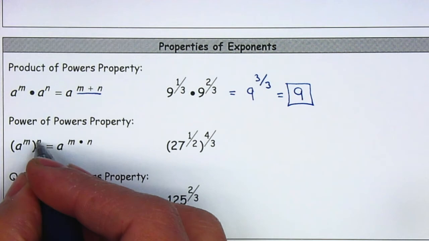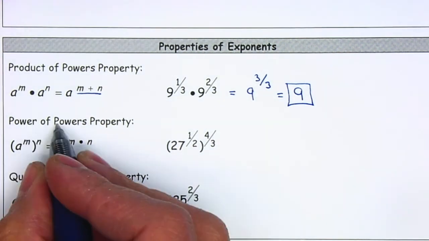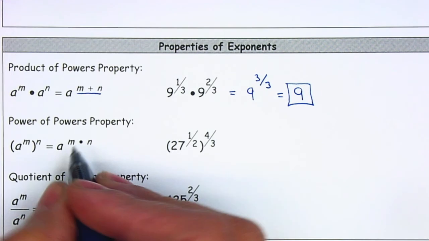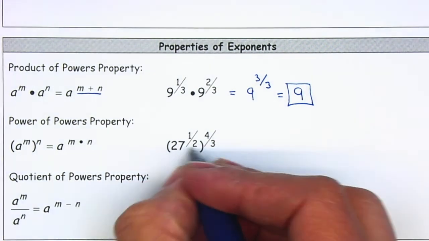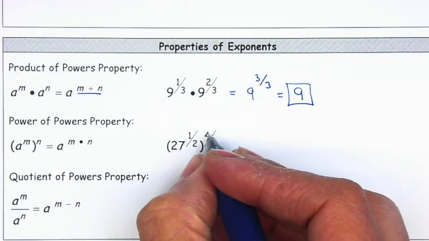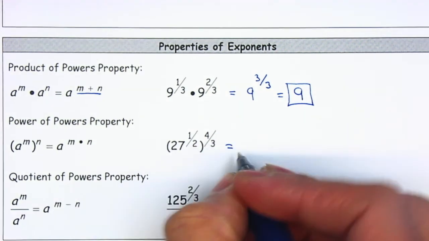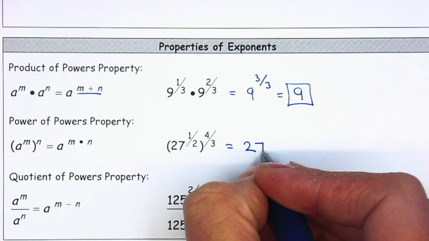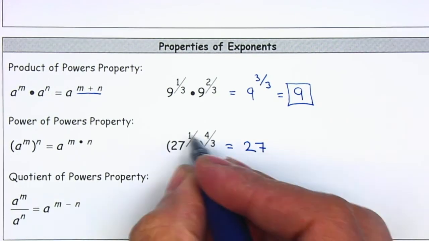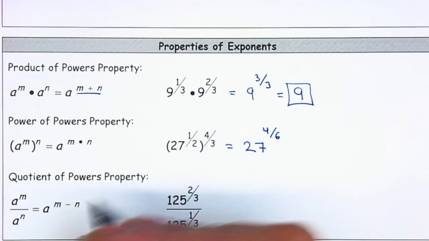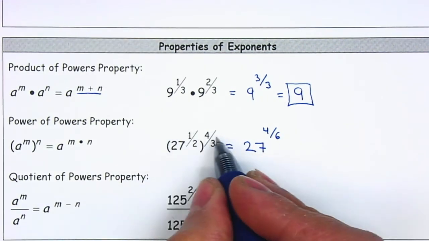When the exponent's outside, it's the power of powers property, we are going to be multiplying. In this case, we have 27 to the 1/2, and then we have to the 4/3. We are going to multiply the exponents. The base will stay the same, 27. 1 times 4 is 4, 2 times 3 is 6. Remember, when you multiply, you just multiply across.